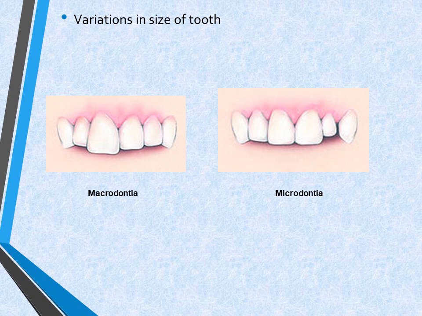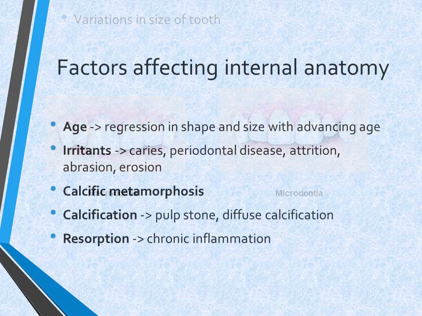Variations in size of the tooth: I'm sure you all know of macrodontia and microdontia. Corresponding to the size of the tooth, your pulp chamber is also going to be different. So for macrodontia, your pulp chamber volume is also going to be higher, whereas for microdontia you can expect a smaller pulp volume.